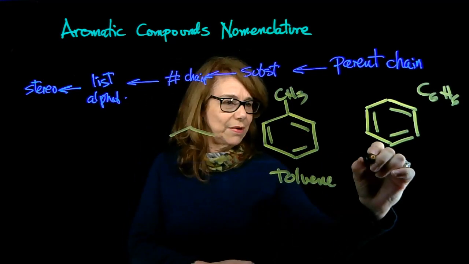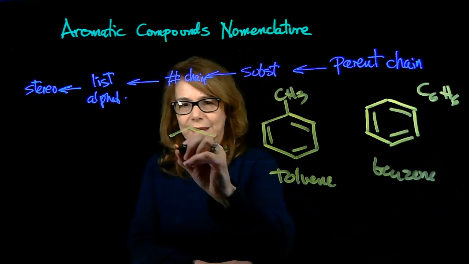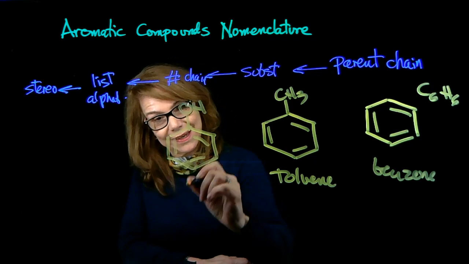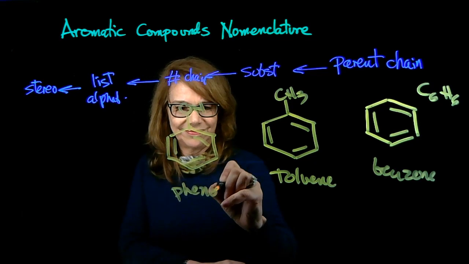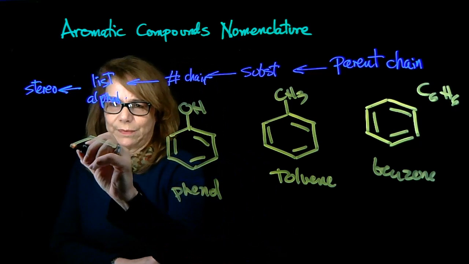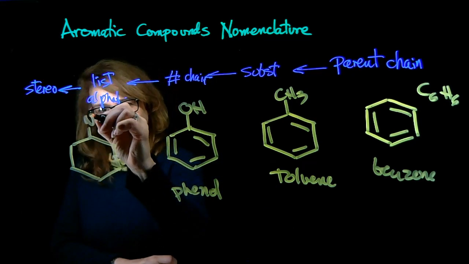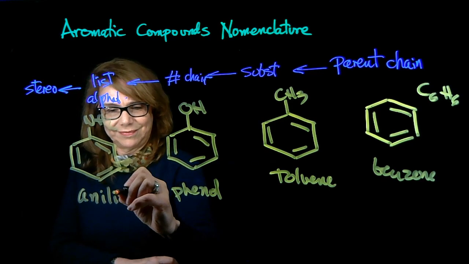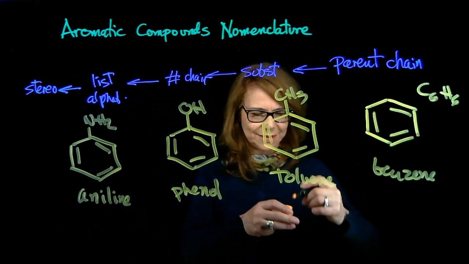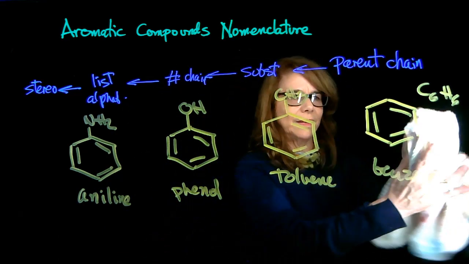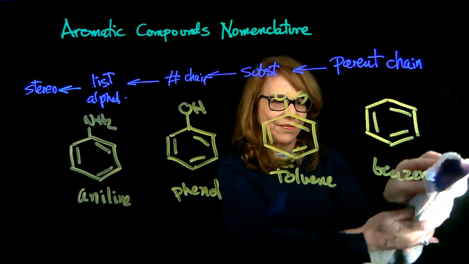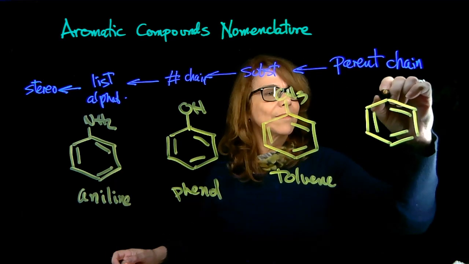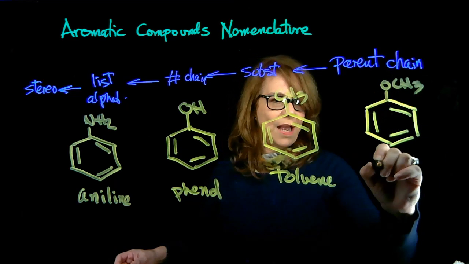If we have this right here, benzene, if we have an OH, this is hydroxybenzene, but we have a name for that, and that's phenol. If we have an amino group, we're going to call that aniline. We have still a few. Let me add something here, taking advantage of that ring already. And if I add a methoxy group here, this is anisole.